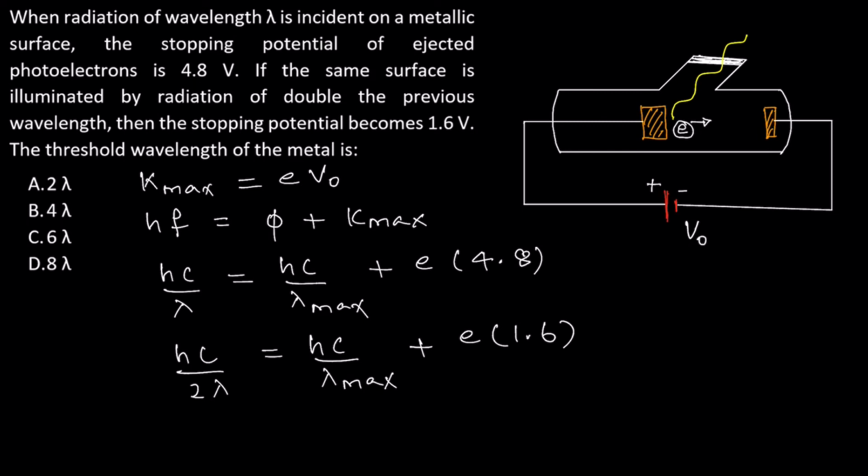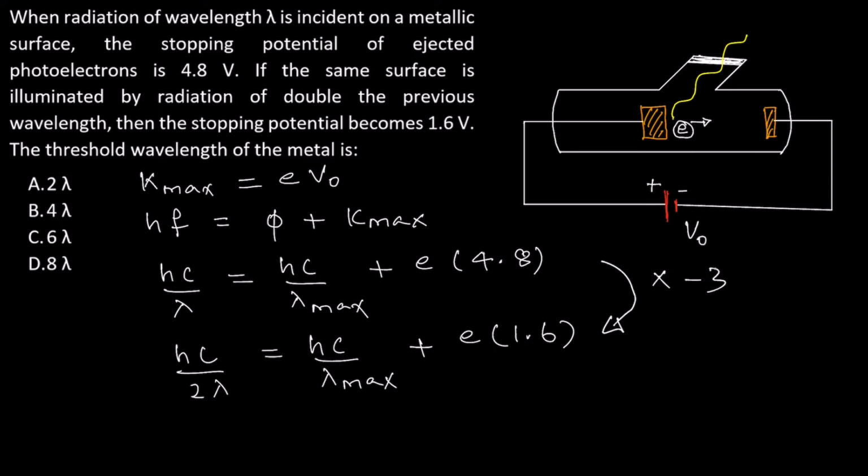So what can we do here? If you look at the right hand side, we have 4.8 and 1.6 in the second equation. So we can combine the first equation with 3 times the second equation. The second equation is multiplied by -3, and then we can simply add.